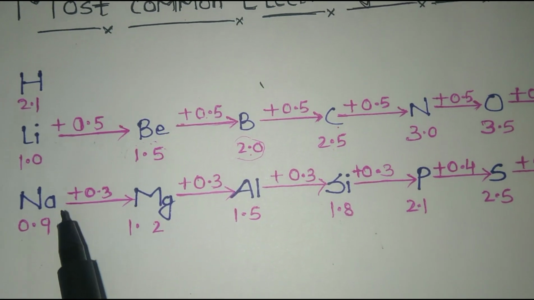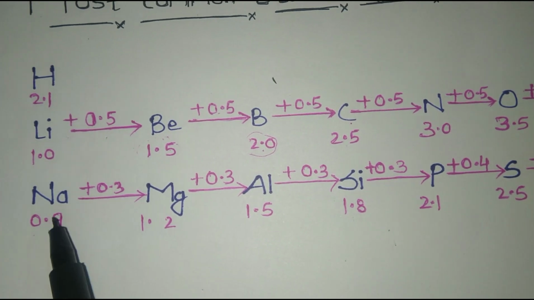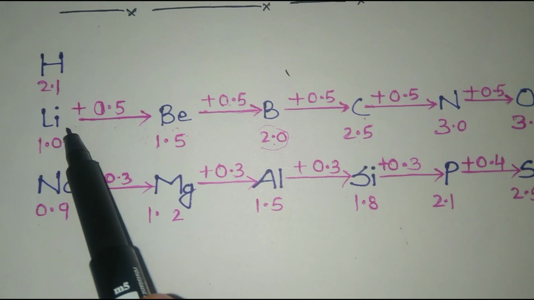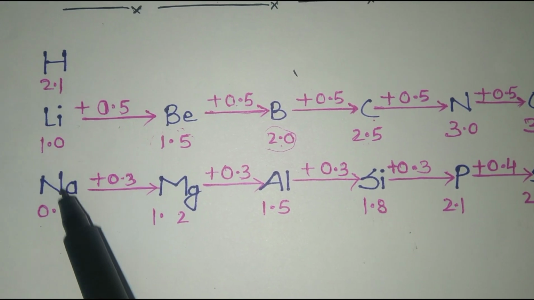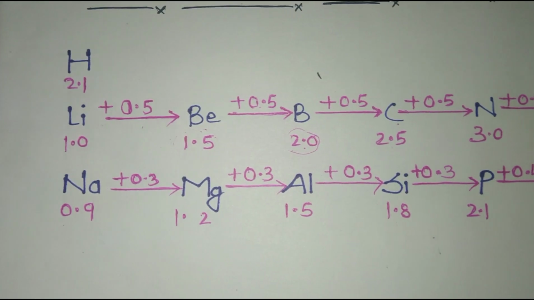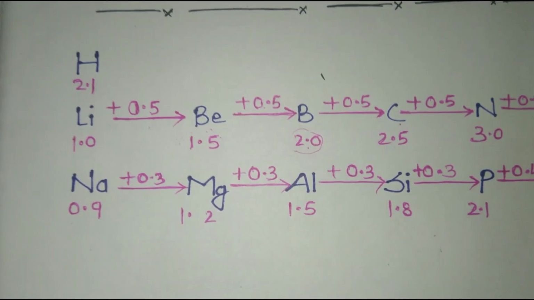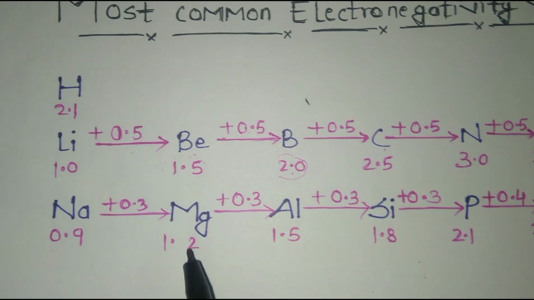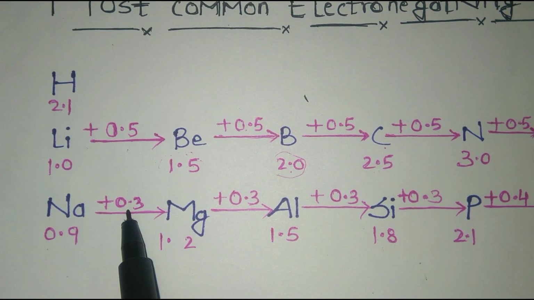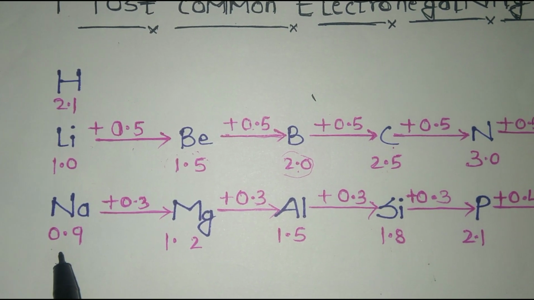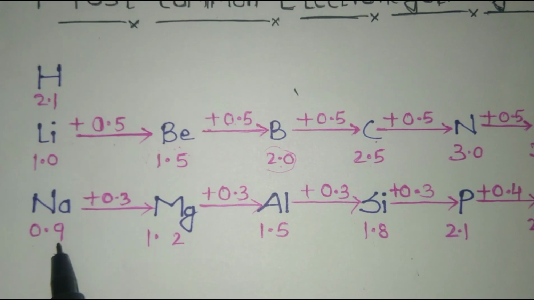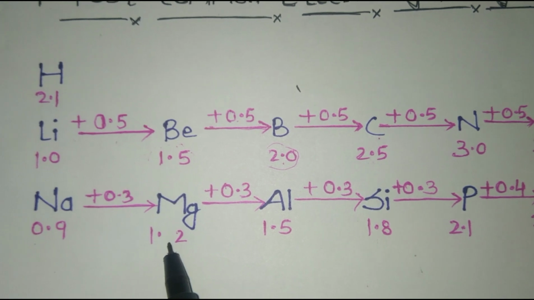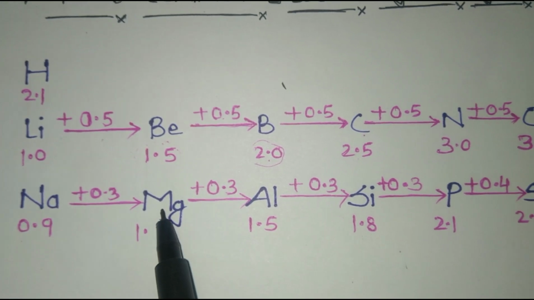Now if we talk about third period elements, sodium has an electronegativity value of 0.9. These three values, hydrogen, lithium, sodium, 2.1, 1.0, 0.9, you have to learn by heart. You have to learn these values. There is no other option. So if you need the value of magnesium, just add 0.3 to the electronegativity value of sodium, that is 0.9. 0.9 plus 0.3 you will get 1.2, which is the electronegativity value of magnesium.